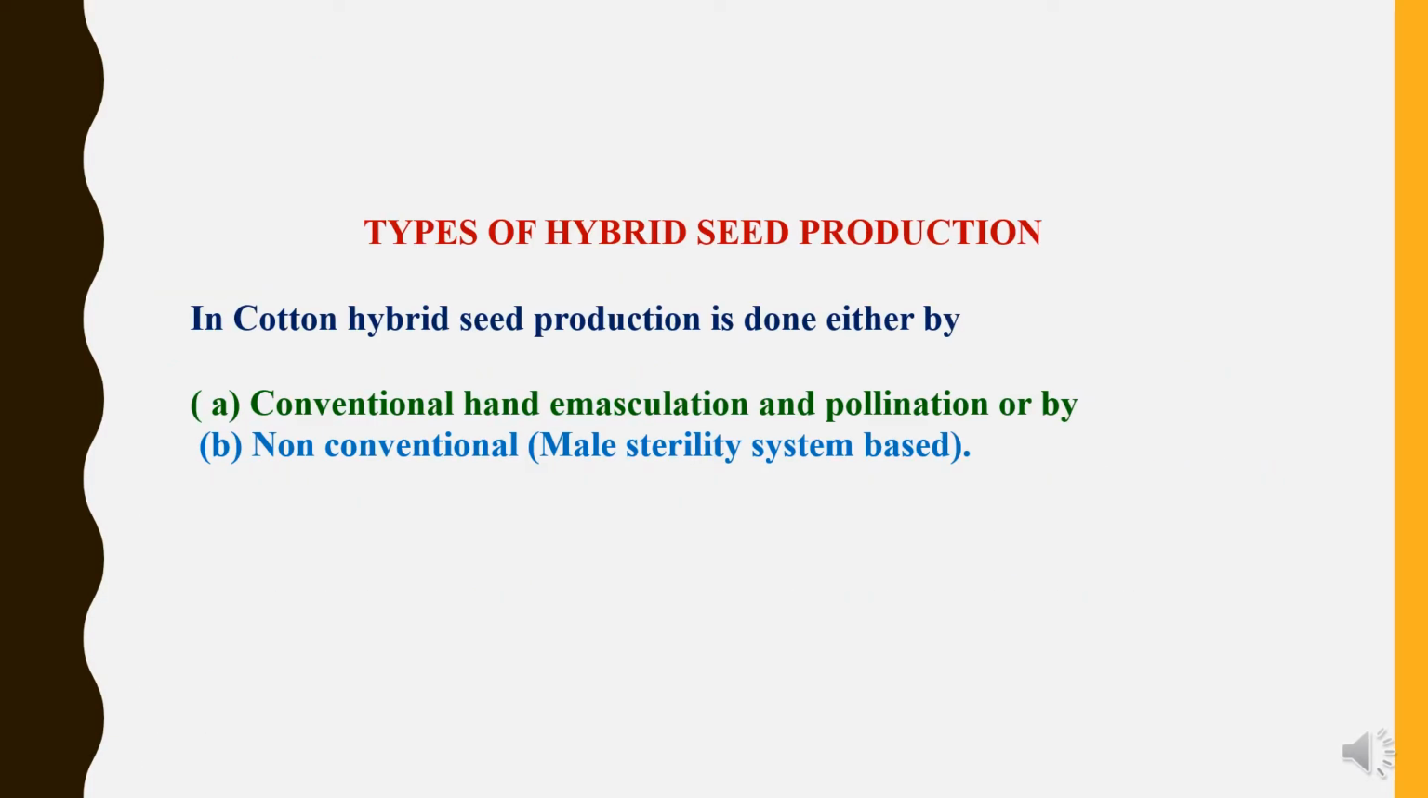In cotton, two methods are used for hybrid seed production. The first is the conventional hand emasculation and pollination method, and the second is the non-conventional method, where the male sterility system is used. The conventional method is majorly adopted in all production areas, and the non-conventional method is less adopted. The conventional method is highly labor oriented and expensive, while the non-conventional method requires less labor and is less expensive. So slowly the production system is moving from conventional to GMS or male sterility based.